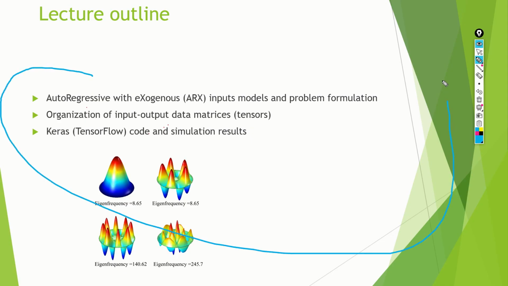Here is a brief lecture outline. First, we're going to talk about ARX models. We're going to introduce ARX models and give some brief background information. Then, we're going to talk about problem formulation. After that, we're going to talk about how to organize input-output data into the matrices that Keras and TensorFlow can understand. And at the end, we're going to explain the Keras code and we're going to give the simulation results.